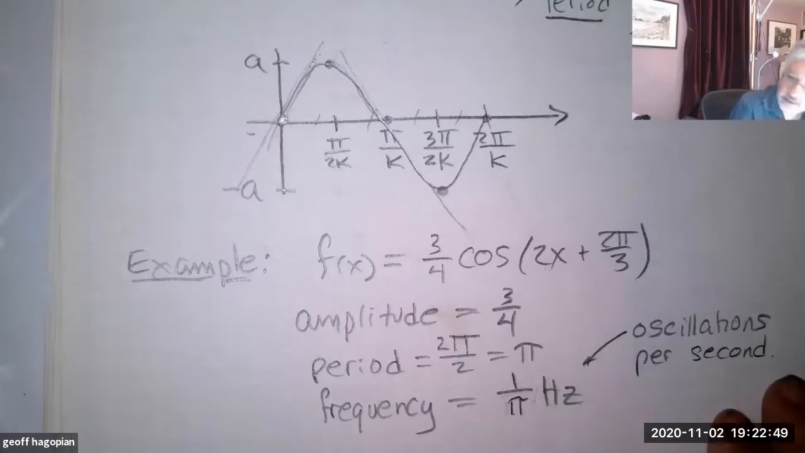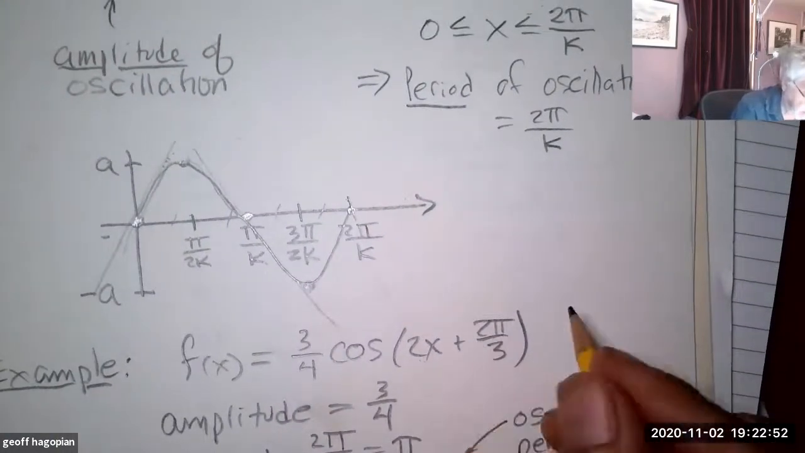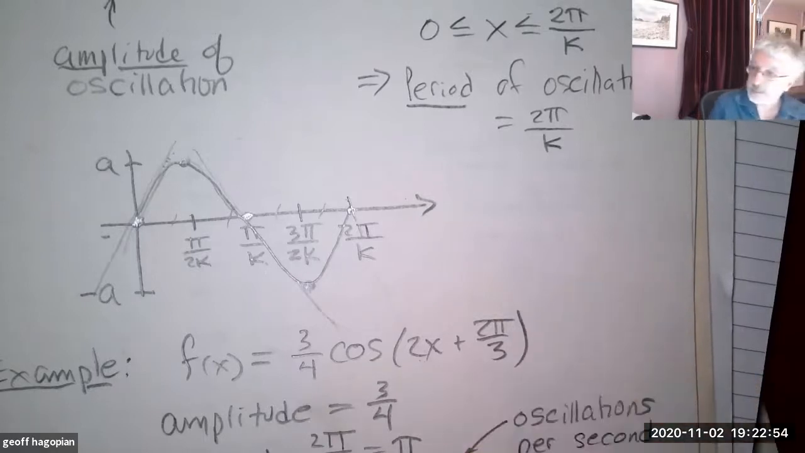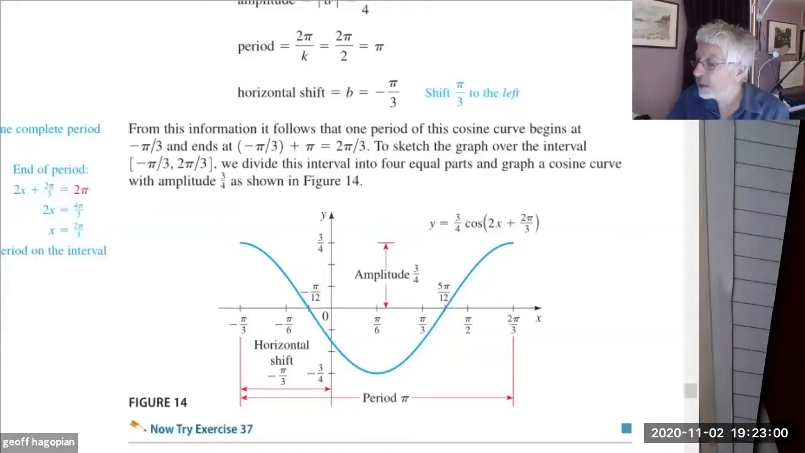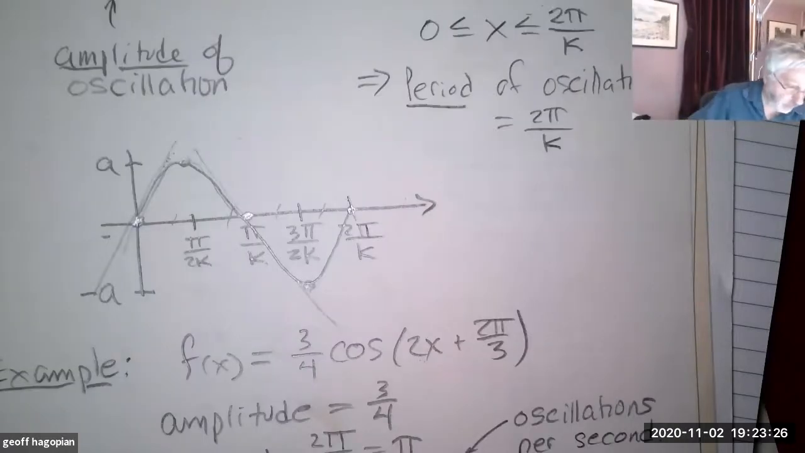To get the phase shift, you're going to have to factor out the, I don't know, what does your book say about phase shift? Shall we look at that? Make sure I'm being consistent with the book. They call it just the horizontal shift here. And they say it's pi over 3 to the left, or negative pi over 3. Okay, so let's not call it a phase shift yet. We'll be consistent with the book and just call it a horizontal shift. So what would the horizontal shift be?